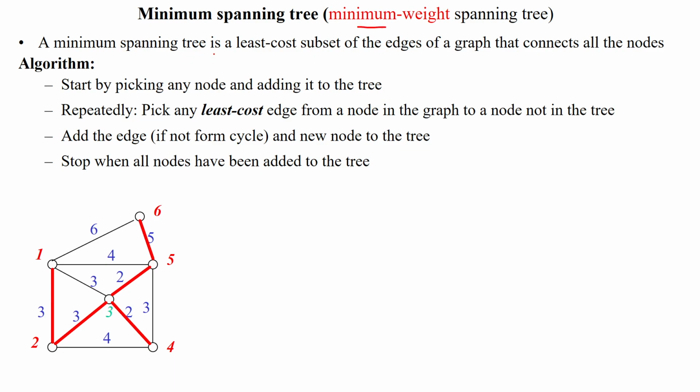The spanning tree is defined as the least cost subset of edges of a graph that is connecting all the nodes, which is called the minimum spanning tree.